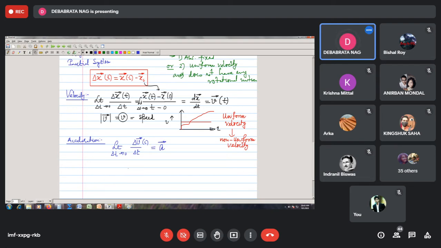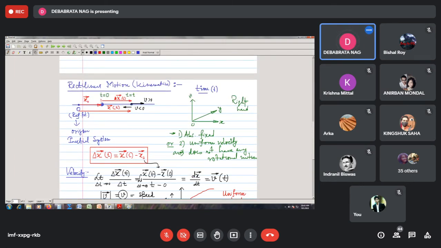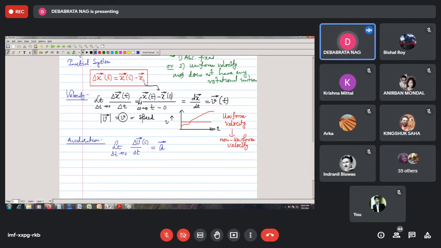Now, just like the previous scenario, if it is found that with time the magnitude of the velocity is increasing, for example the curve that I have shown here, you see very well from the graph that as time passes by the magnitude of the velocity is actually gradually increasing.